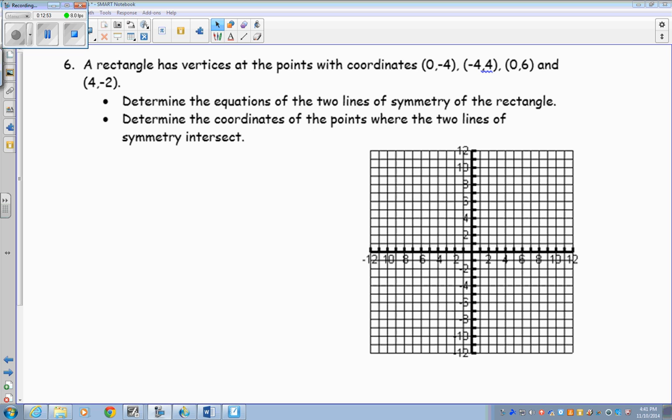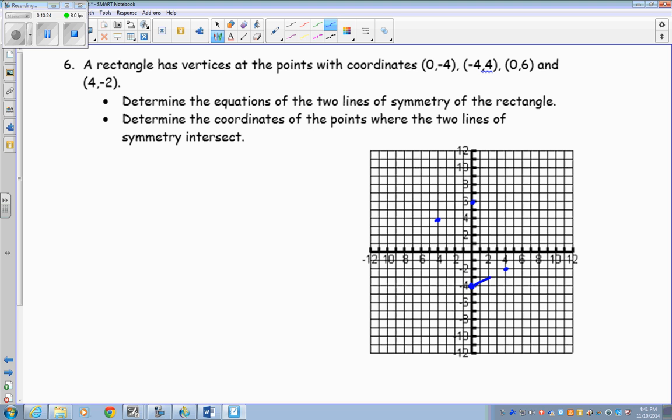Okay, in our last couple of guided practice problems, we are going to use our graph to help us problem solve and see if maybe you remember the concept of lines of symmetry or what that means. So they want us to first plot our rectangle with the following vertices. We have 0, negative 4. We have negative 4, 4. Then 0, 6. And we have 4, negative 2.